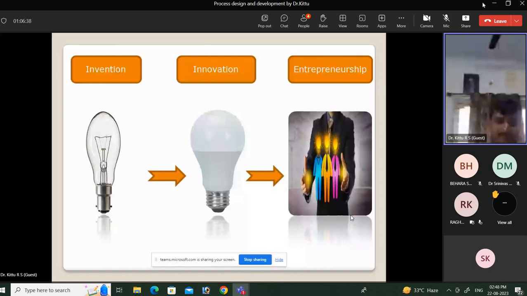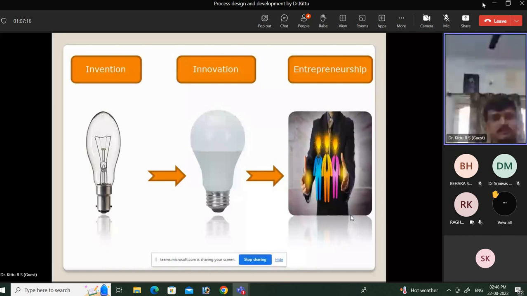We are upgrading or modifying. We are using other technologies to improve the design of the product, as well as different aspects and even different features in such products. So you can observe here, compared to a normal electric bulb, there is the point of saving power in LED bulbs. So the first one is invention, the second one is innovation.